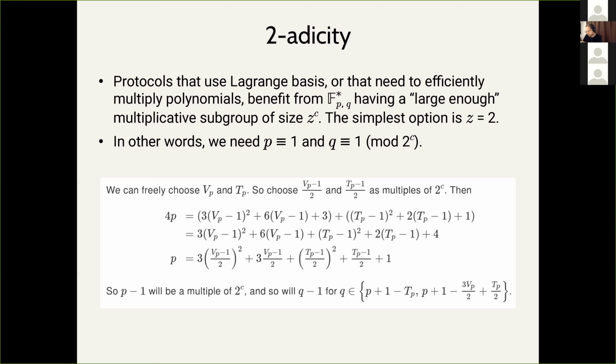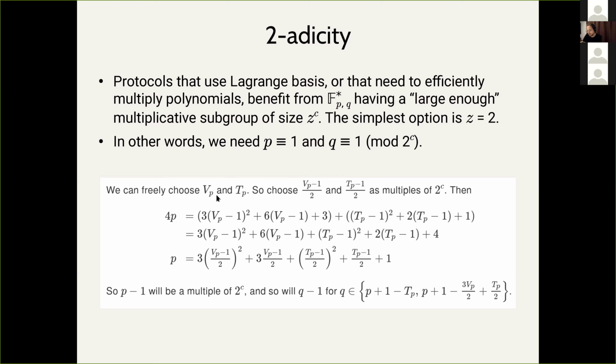Thank you. So we want both curves to have high two-adicity. Typically, if we're using, say, Groth16 or BCTV14 proving systems, then we would need a two-adicity that depends on the circuit size. So a two-adicity of C would allow for a circuit with 2 to the C gates. The details may depend on the proving system, but that's the basic idea. So we want both P and Q to be 1 mod 2 to the C.